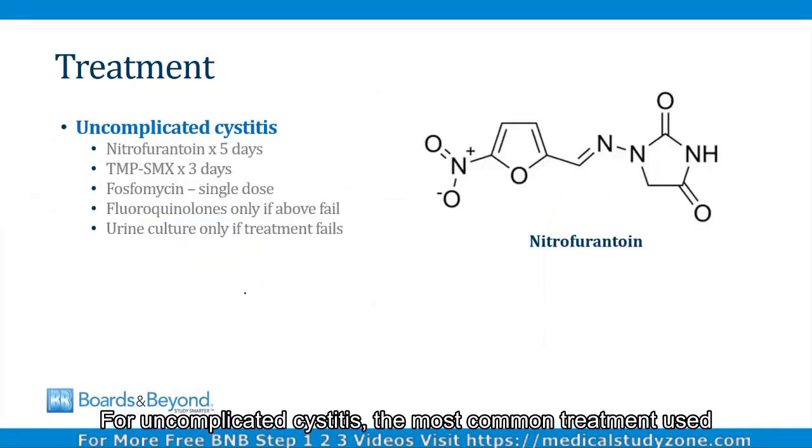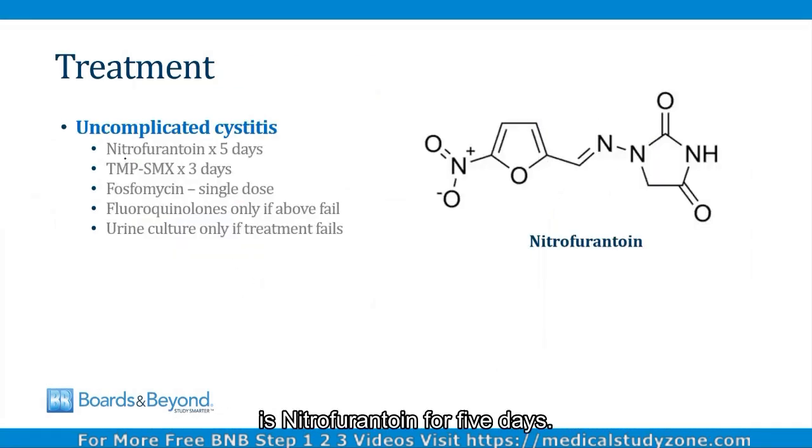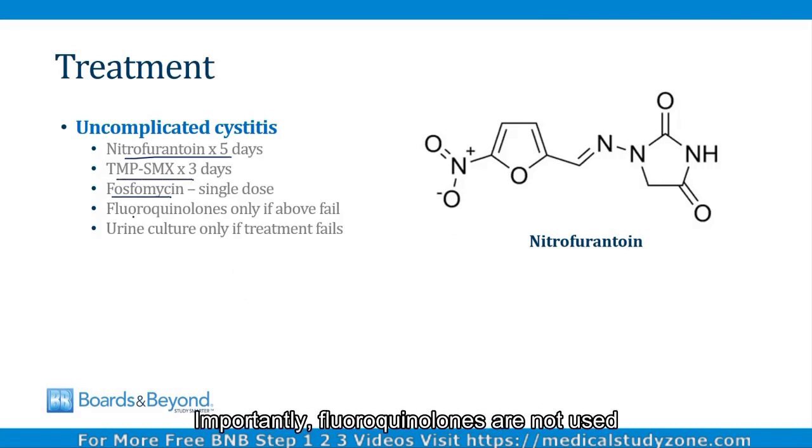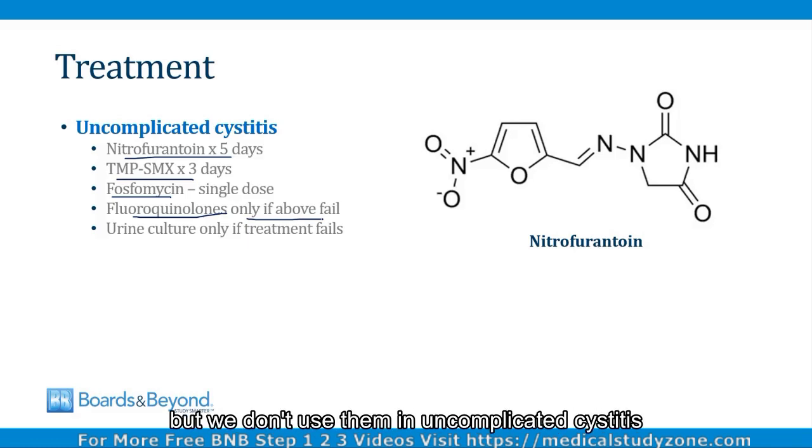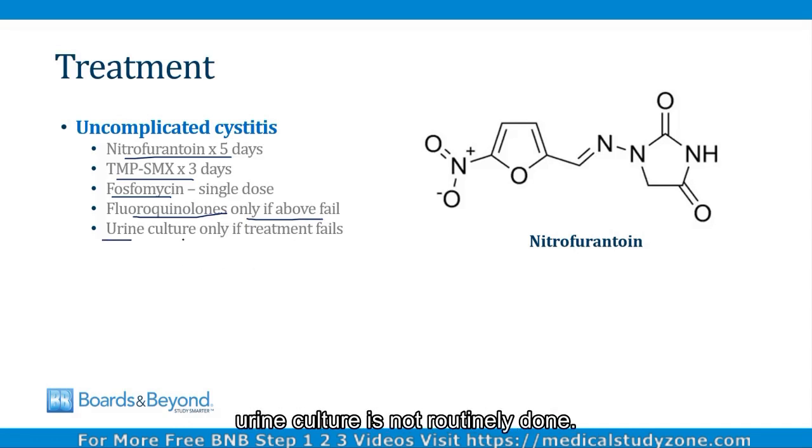For uncomplicated cystitis, the most common treatment used is nitrofurantoin for 5 days. You can also use TMP-SMX, which is called Bactrim, for 3 days, or a single dose of fosfomycin. Importantly, fluoroquinolones are not used unless the above treatments fail, and this is important for your boards. Fluoroquinolones are commonly used for complicated cystitis and pyelonephritis, but we don't use them in uncomplicated cystitis unless the usual treatments have failed. And then, as I mentioned before, urine culture is not routinely done. We generally only send the urine for culture if the treatments fail.